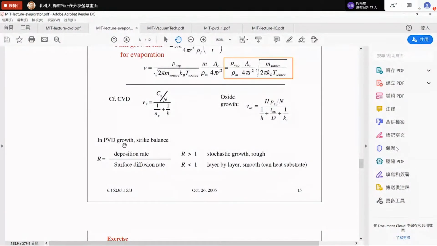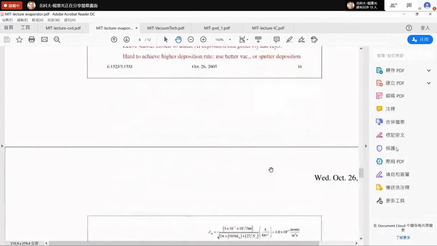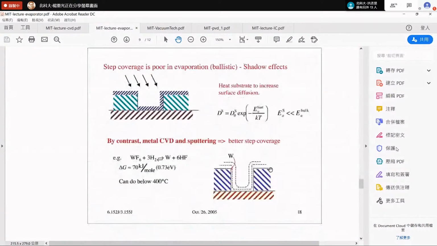And in the PVD growth, the balance of the deposition rate over the surface diffusion rate. We talk about that, right? So R greater than 1 is stochastic growth, quite rough. If R less than 1, that will become layer by layer, and that will be smooth. So these are simple calculations, and we talk about that.